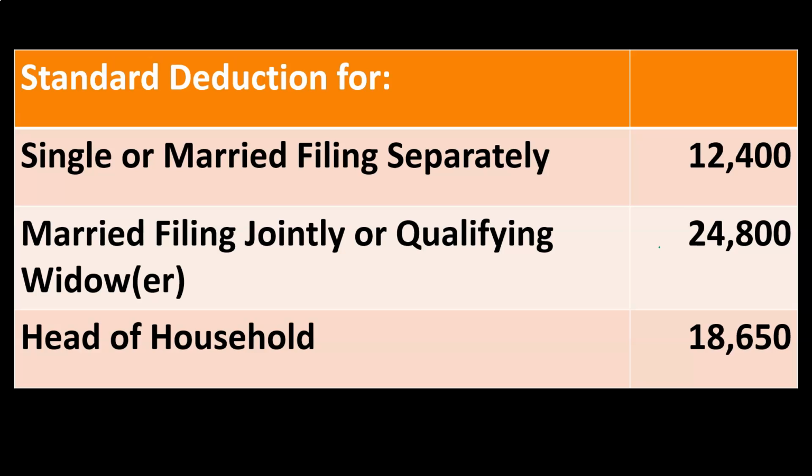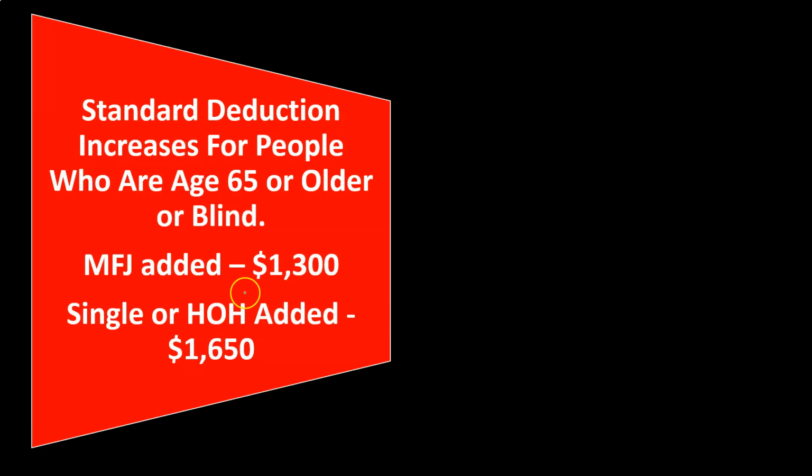You think of it as around 18,000 to 19,000, 18,650. And then you can add around another 1,500 if over 65 or blind. And the actual numbers would be 1,300 and 1,650, for married filing joint versus single or head of household.